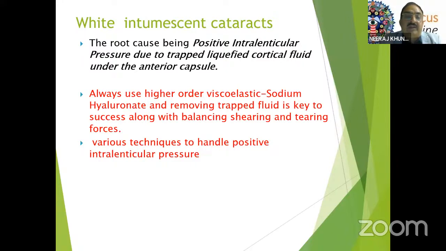I have been presenting this video in the ASCRS conference also. The root cause is positive intralenticular pressure due to trapped liquefied cortical fluid under the anterior capsule. Always use a higher order viscoelastic, sodium hyaluronate, and removing the trapped fluid is key to success, along with balancing the shearing and tearing forces. There are various techniques to handle positive intralenticular pressure.